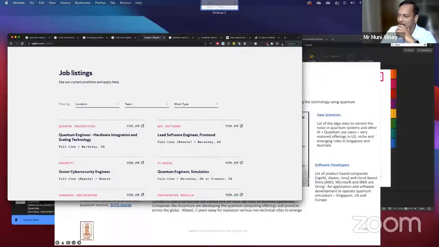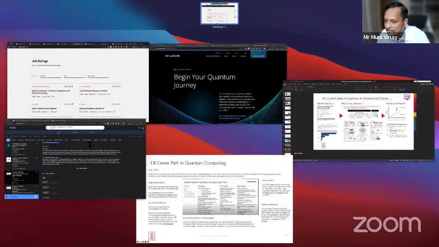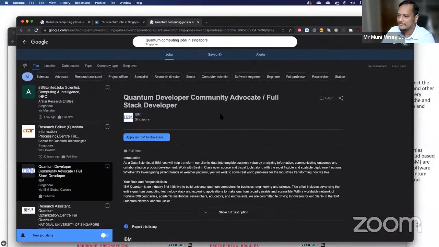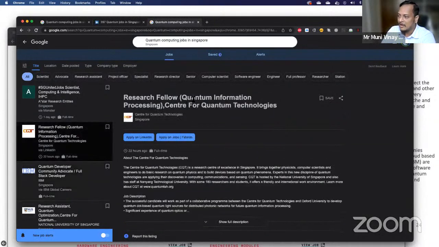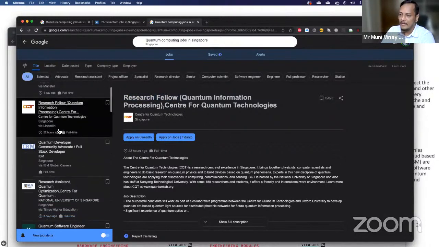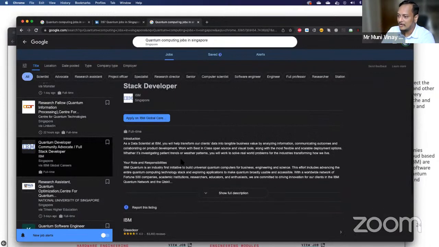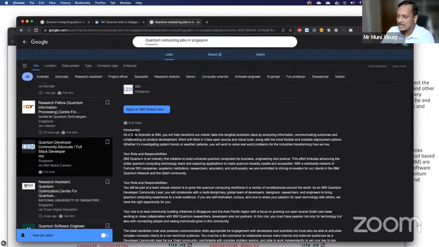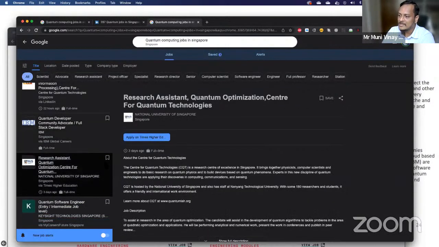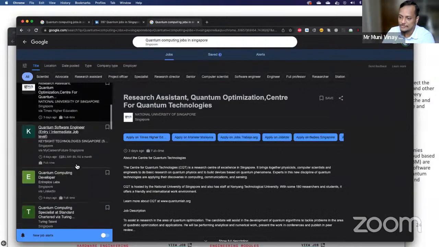And surprisingly, I think in Singapore itself, you have lots and lots of quantum computing openings. For example, CQT, the Quantum Information Processing Center, is requesting a lot of research fellows to join them. So if you're already a student, instead of going to the corporate world, you can join their research program. And IBM is hiring data scientists to combine quantum computing and AI. And NUS is asking for research assistants and so on and so forth.